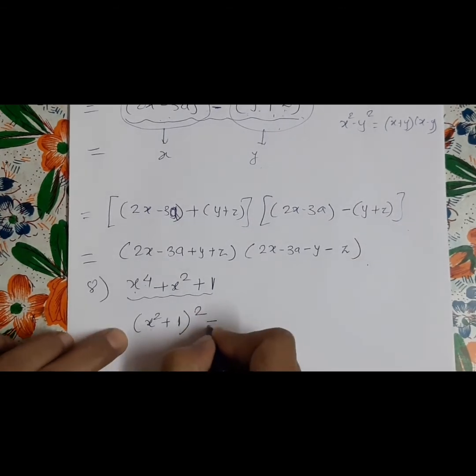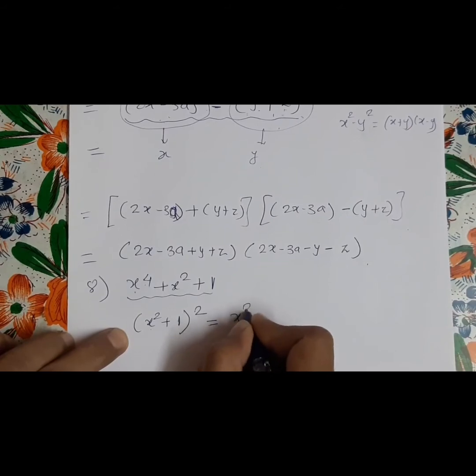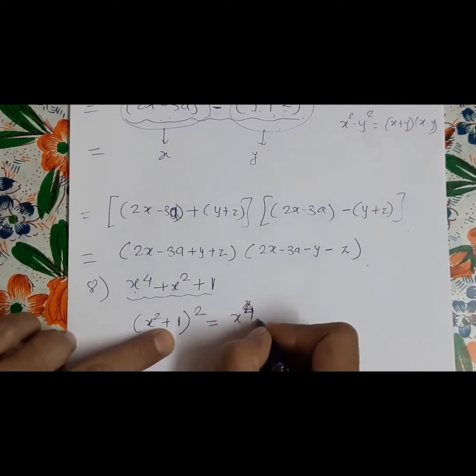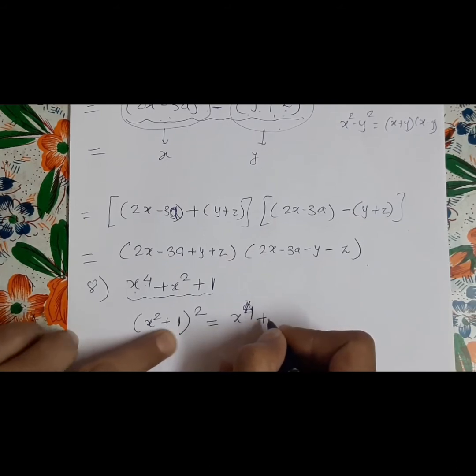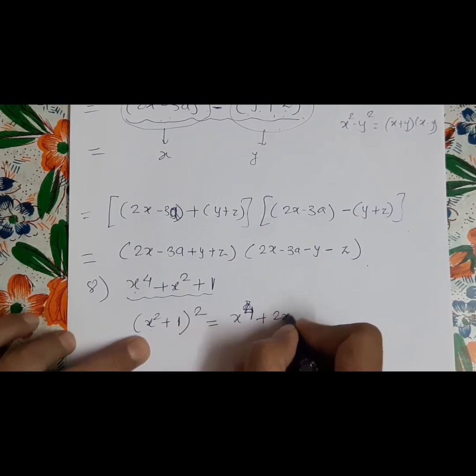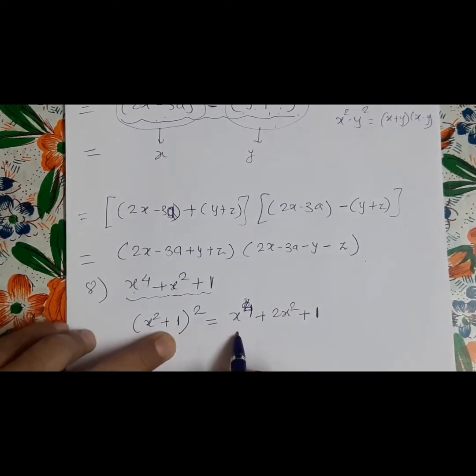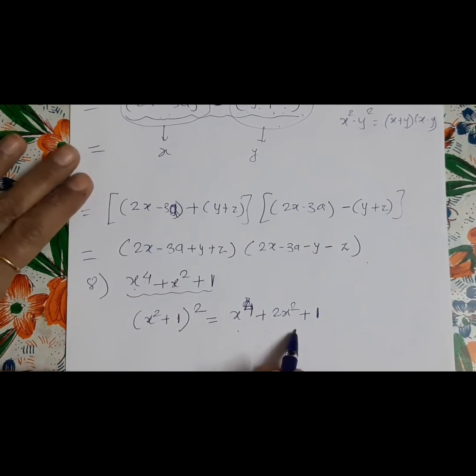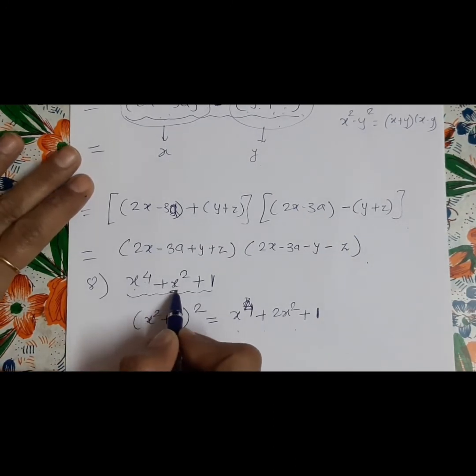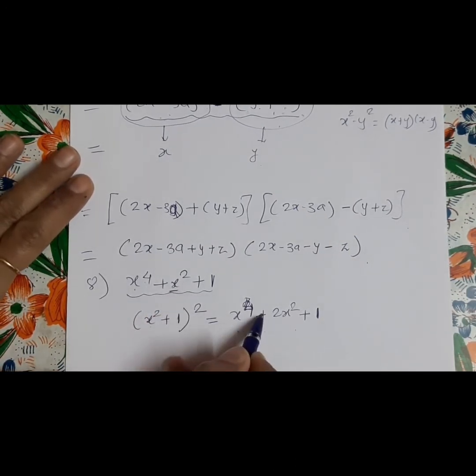Now if we write its expansion, it is x raised to 4, the square of the first term, plus twice the multiplication, that is 2x square, plus the square of the second term. So it should be x raised to 4 plus 2x square plus 1. Okay, but here it is only x square, not 2x square. Suppose I change it, that is x raised to 4 plus 2x square plus 1.